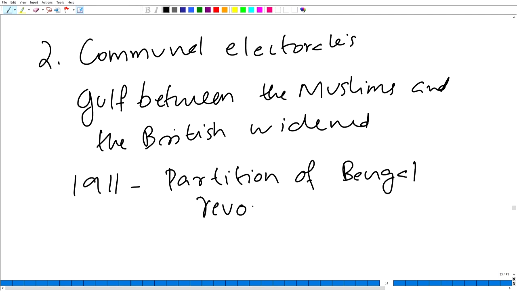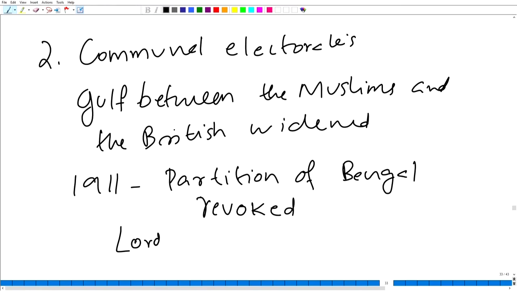Partition of Bengal was revoked in 1911. The Lord Hardinge government nullified, annulled or revoked the partition of Bengal. One of the reasons given by Lord Curzon during the partition of Bengal was that it was for the educational and economic development of the Muslims. Bengal was to be divided, leading to the creation of East Bengal and Assam with Dhaka as its capital.